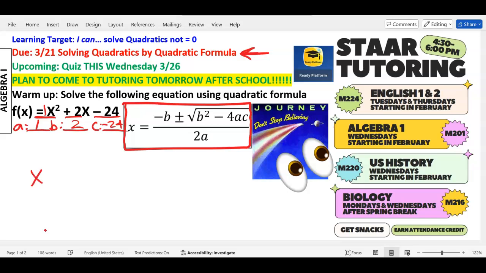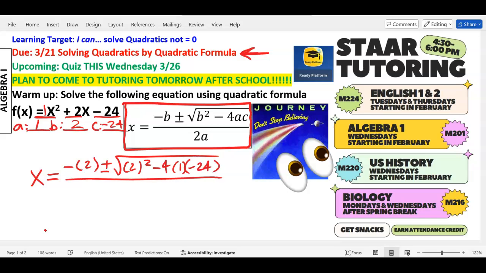X equals negative, and then B is 2, plus or minus the square root of b squared, so 2 squared minus 4, a is 1, c is negative 24, all over 2a, 2 times 1. Okay.